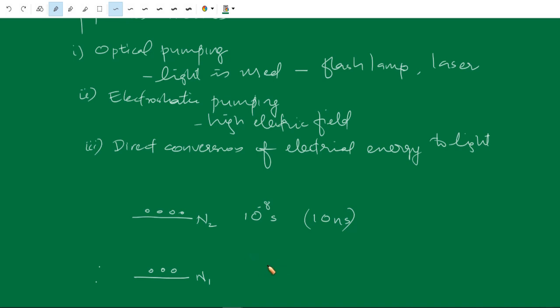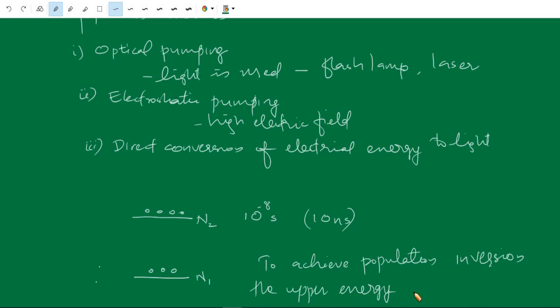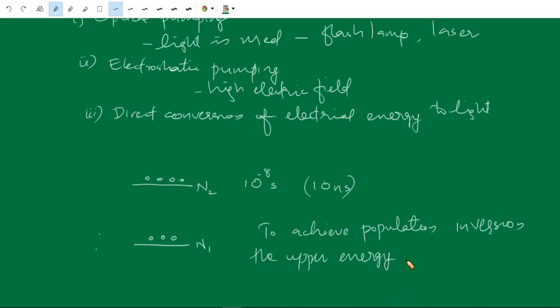So to achieve population inversion, the upper energy level from where the stimulated emission occurs should have a longer lifetime.